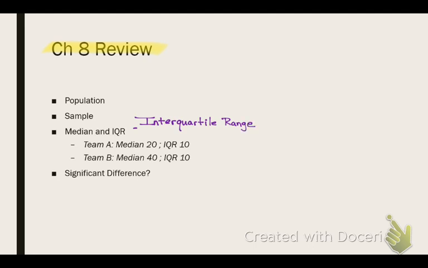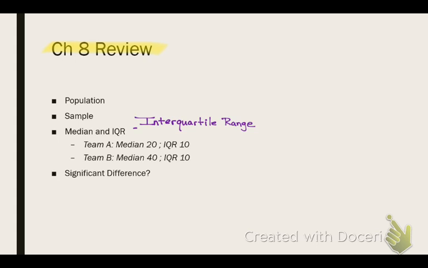Okay, guys, quiet. To tell whether there is a significant difference, what would you do? So here we have Team A and Team B. How do I know if there's a significant difference here? You need to be able to explain and show your work on your test. Zach, what do you think? Like one team's highest and the other team's low. If that is double the highest IQR, then it's significant.